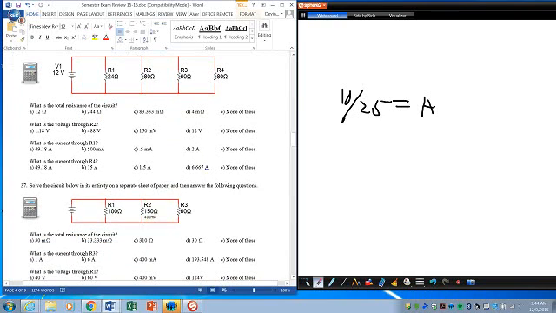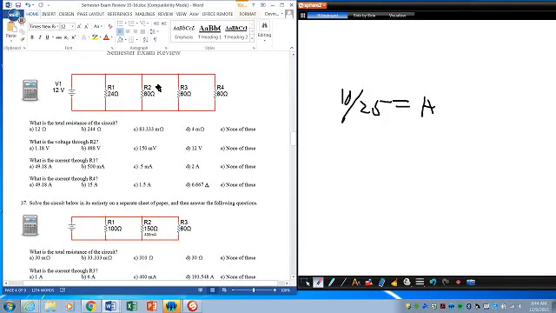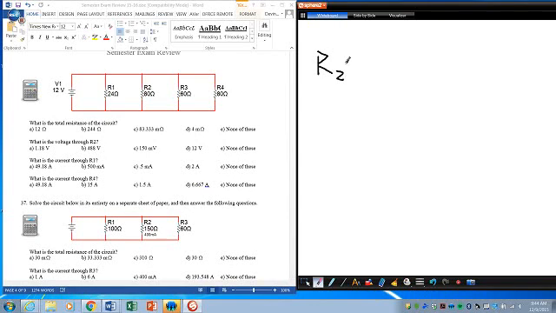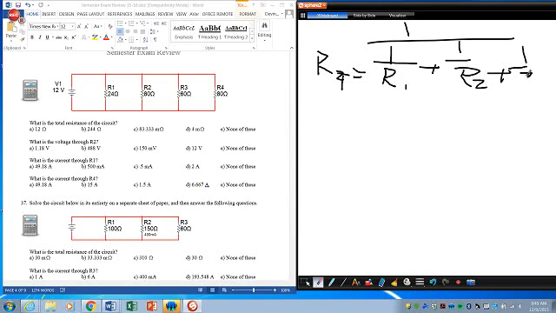For the current that goes through the next one, same thing, 12 volts divided by 80. Whatever you get over there is all that you need. For the total resistance, if you remember clearly, it follows this equation: 1 divided by R1 plus 1 divided by R2 plus 1 divided by R3 plus 1 divided by R4. Excuse my writing, but just follow that equation, then you should be able to find the total resistance.